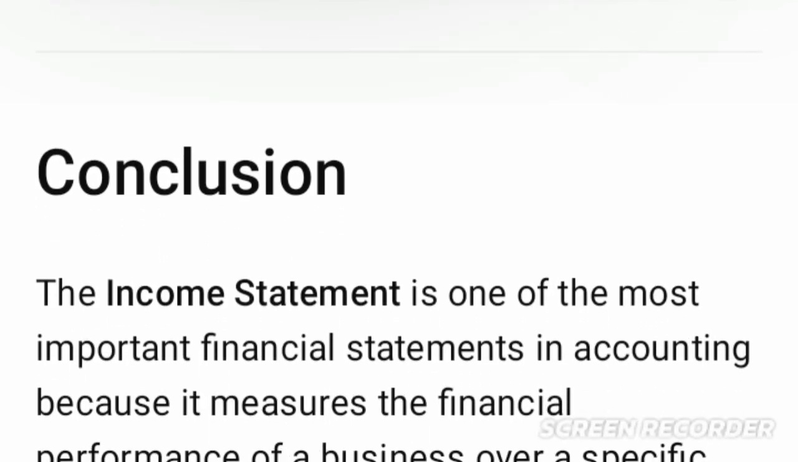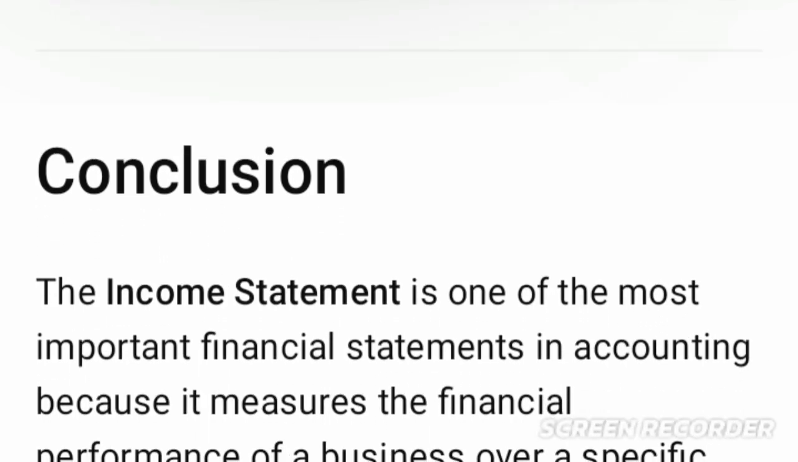Conclusion. The income statement is one of the most important financial statements in accounting because it measures the financial performance of a business over a specific period. It shows revenues, expenses, gains, losses, and ultimately the net profit or net loss. Management, investors, creditors, and government agencies rely on the income statement to evaluate profitability and make informed decisions. A strong understanding of the income statement provides a solid foundation for learning advanced financial accounting and financial statement analysis.